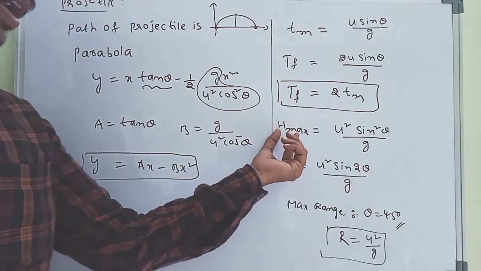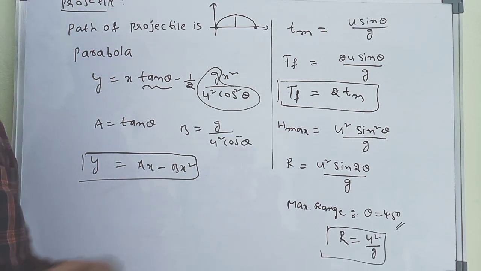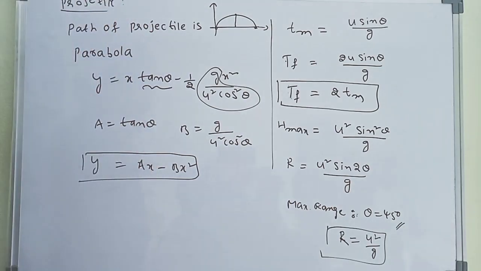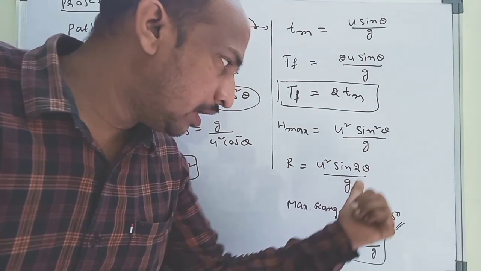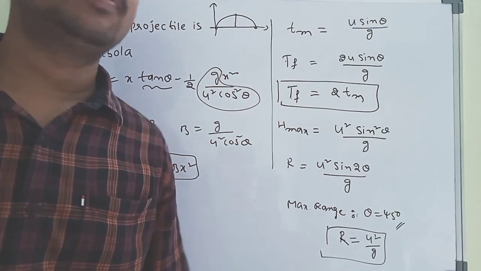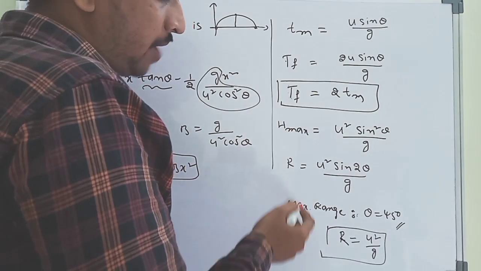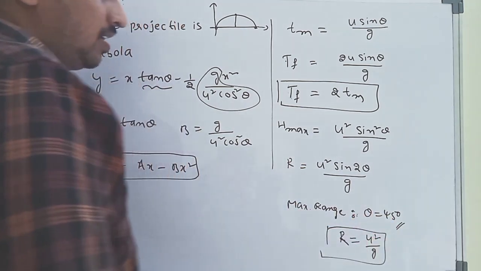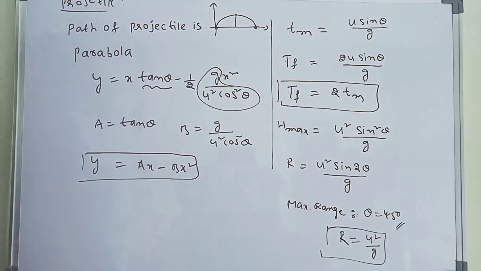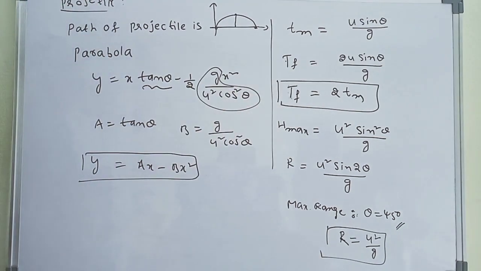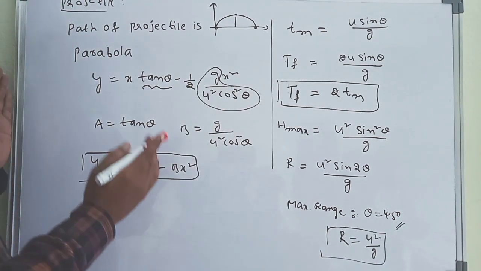This is the maximum height formula of the projectile. Next, R is range. Range is equal to u square sin 2 theta by g. See the difference here also. And we get maximum range when theta is equal to 45 degrees, that is R is equal to u square by g. So remember these formulas. These formulas are very important for 4 marks. This is a 4 marks question.